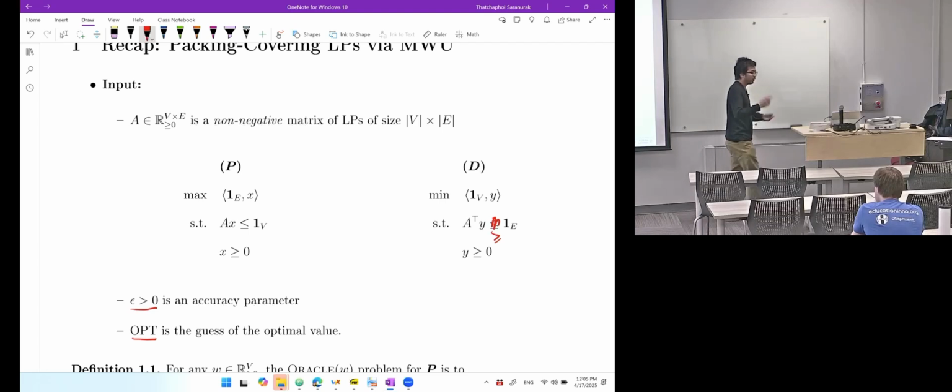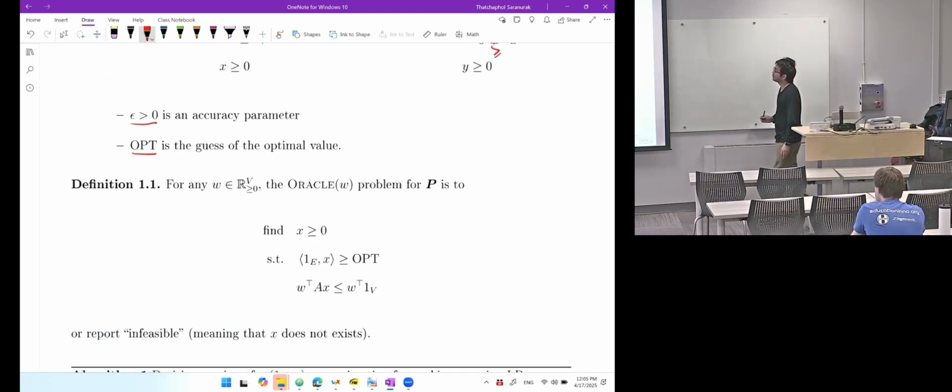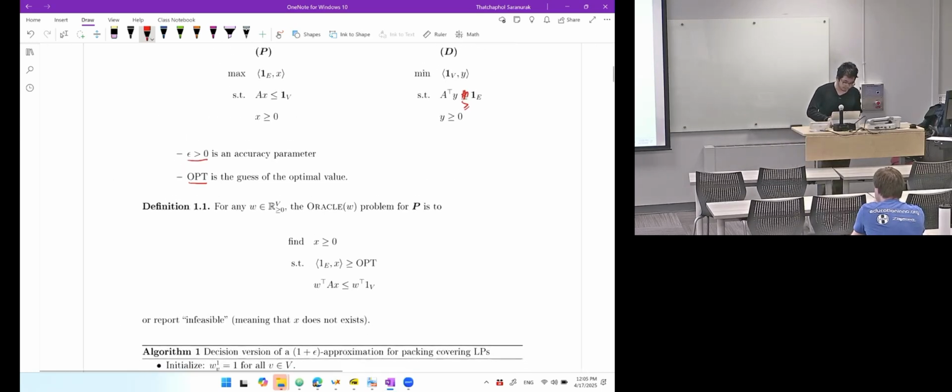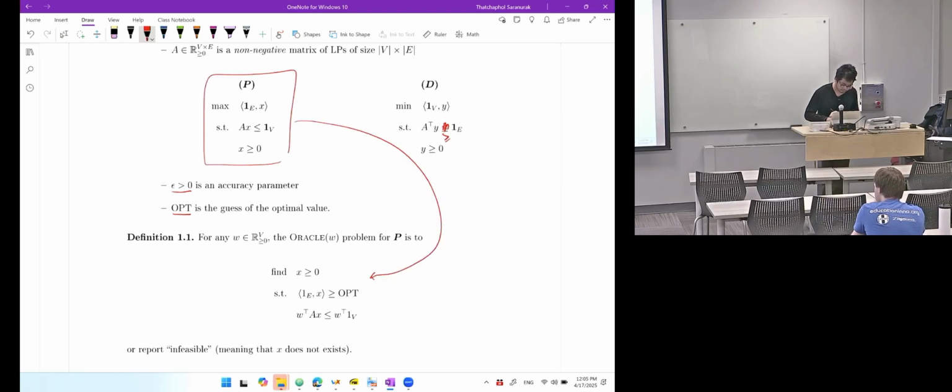Okay, and how do we do this? Well, we look at the oracle problem. The oracle problem is basically a relaxation of the packing LP, where we just ask: can we find x such that the objective is at least opt, and the constraint here is basically collapsed to 1 by multiplying with the weights on every constraint and then summing them up.